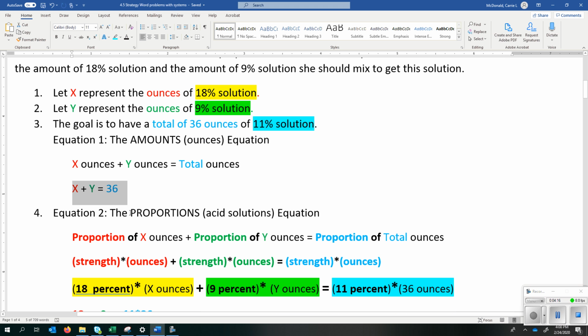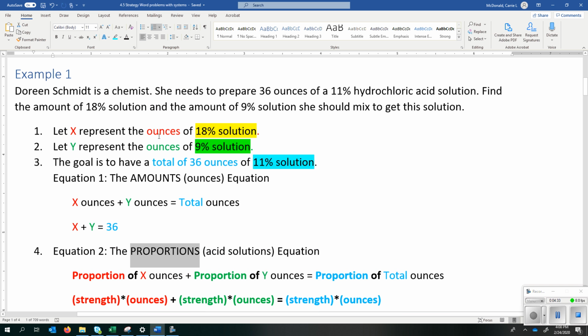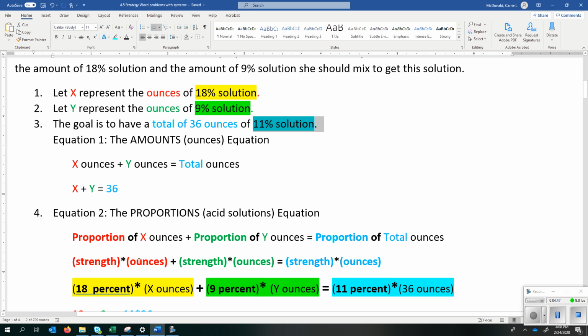Equation 2 is what I call the proportions solution, or you could think of it as the strengths solution or the quality solution, or there are different types of problems that this could fit into, but there's usually some type of proportion that goes along with the amounts. So far we have x ounces and y ounces and a total of 36 ounces, but we also have strength and strength and strength, or concentration or proportions. So let's focus on the proportions part of it.